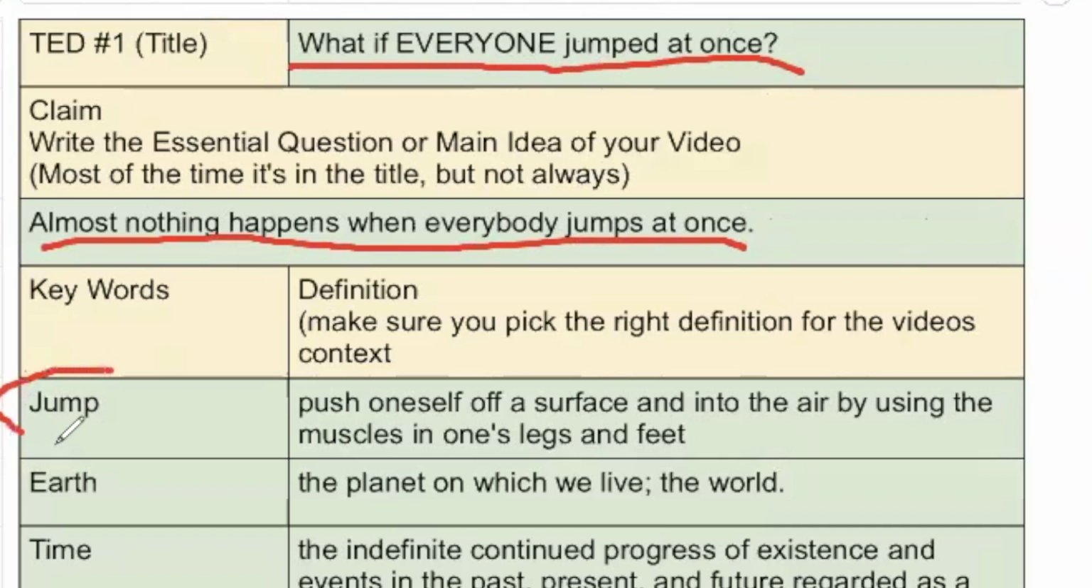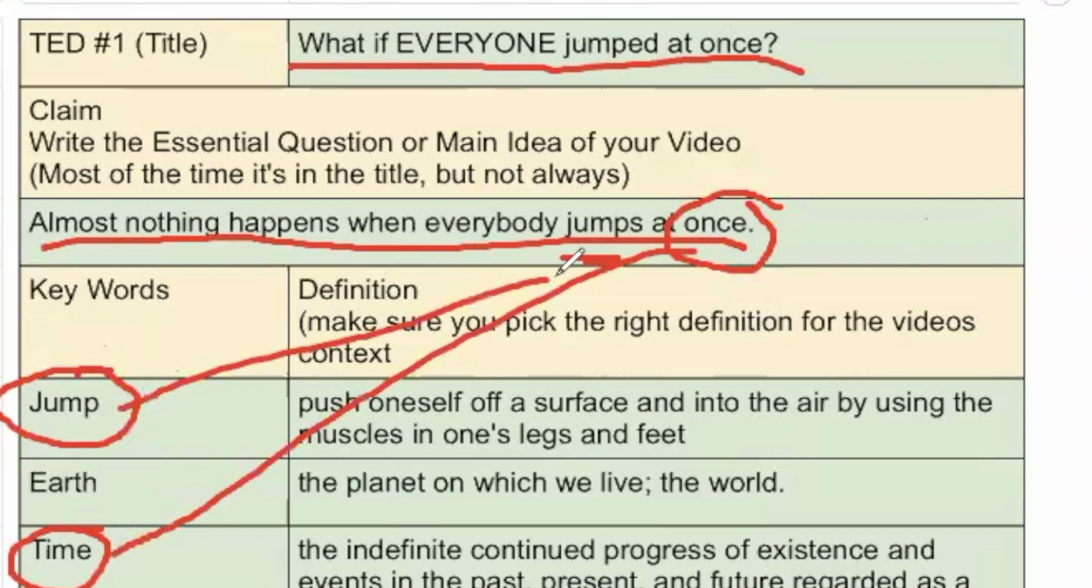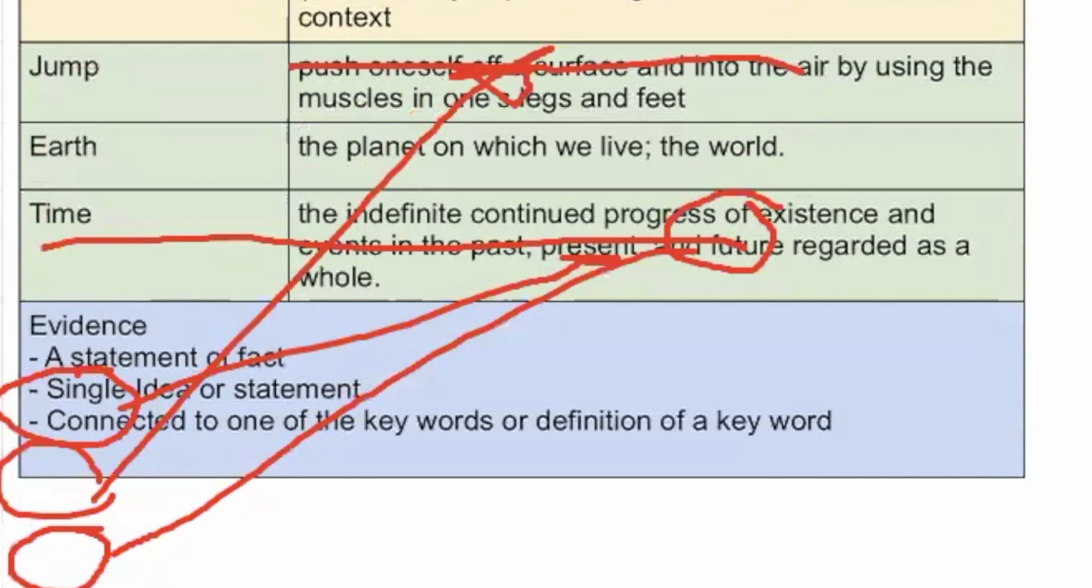And then when they did their definitions, we're talking about jumping. Well, what does it mean to jump? He brings up time because we're talking about jumping at the same time or at once, okay? And we are talking about the earth and not some other type of system, because that could make a difference. And that's kind of part of the question, but that's really important to the claim. Okay, so let's take a look at the next one that he wrote.